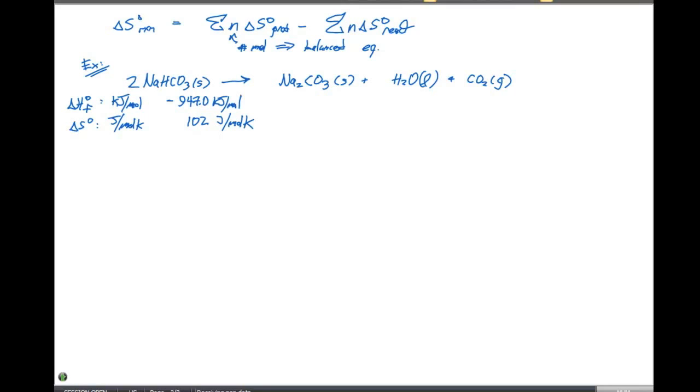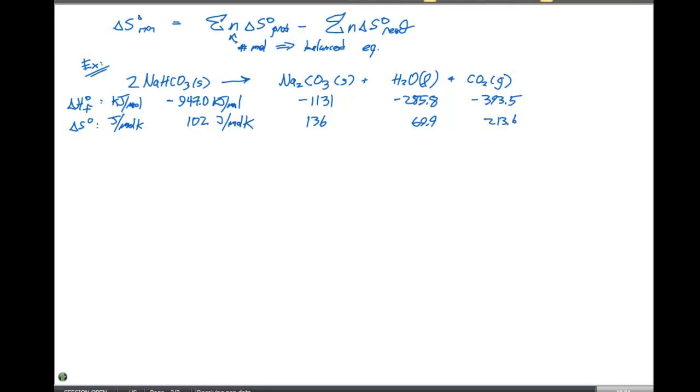I'm just going to go across for each of the three products and list their delta H values. It's going to be negative 1131, negative 285.8, and negative 393.5. All of these units are in kilojoules per mole. The delta S values are going to be 136, 69.9, and 213.6. And these are all in joules per mole Kelvin. Compared to what we were doing last chapter, the math of this stuff is pretty simple, right?